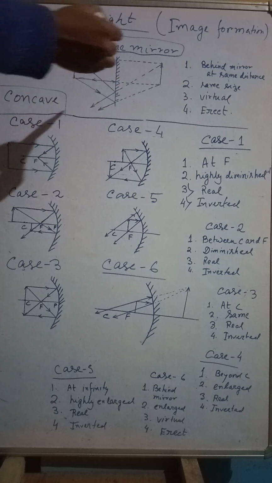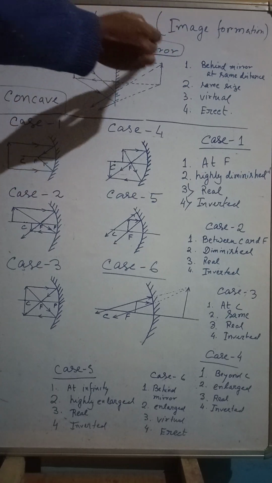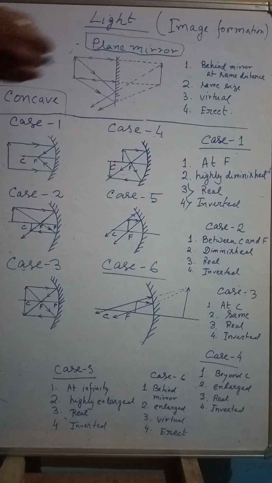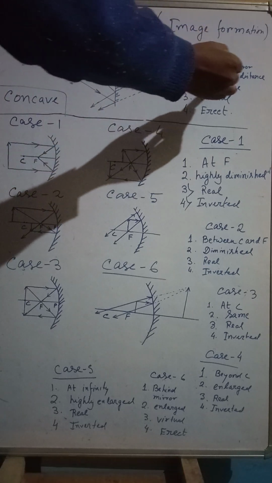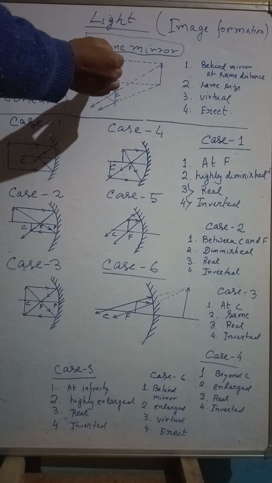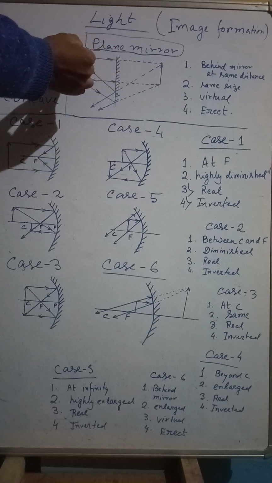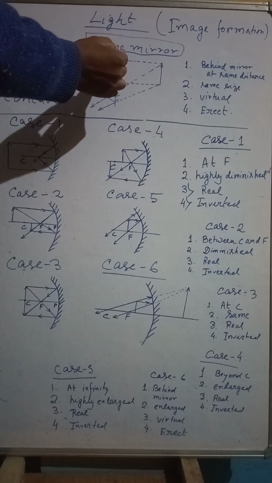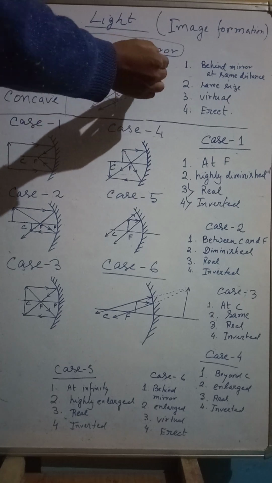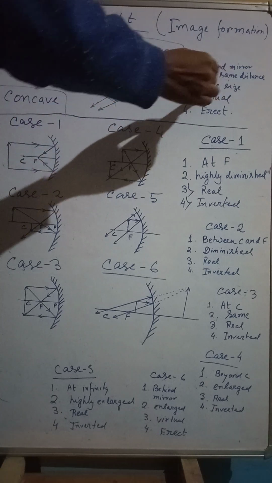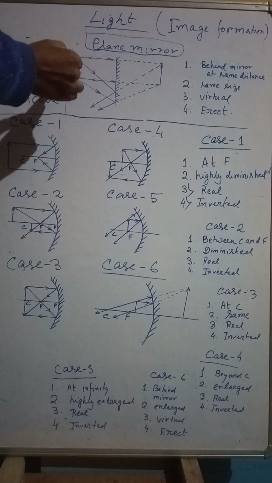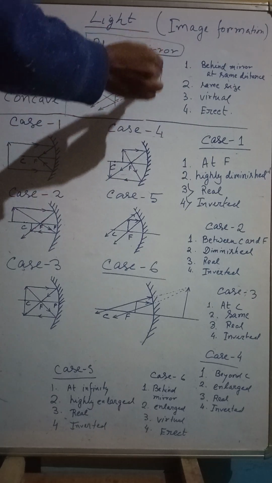So what are the characteristics of this image for a plane mirror? It forms behind the mirror at the same distance from the mirror. The distance from the mirror to the object and the distance from the mirror to the image are the same. The size of the object and the size of the image are also the same.